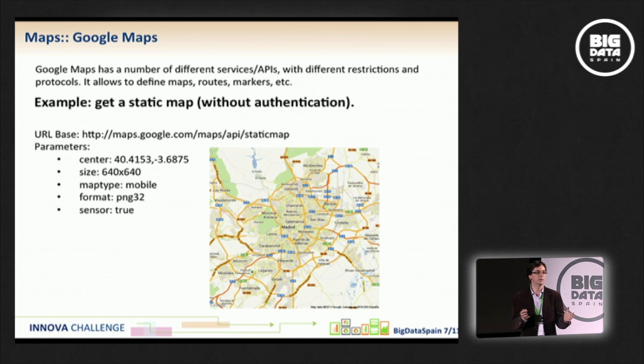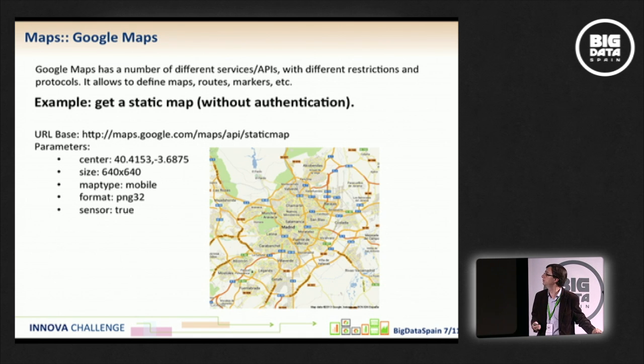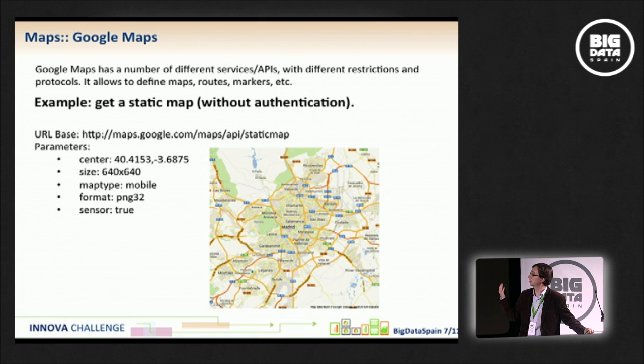One of the main sources of maps that you can use in your application is Google Maps. There are many services in Google Maps, and I'm not going to go through all of them. For example, you can get static maps through Google Maps or through other services that have interfaces with the Google Maps API. For example, you can do it in R.